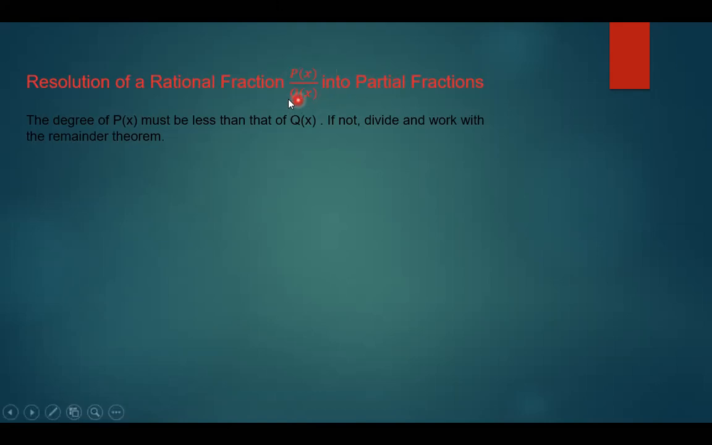Q of x is the main subject in this study. We review the cases of Q of x. The first case is when Q of x has a non-repeated linear factor. Non-repeated linear factor means there are two things: one, the factors are linear, and second, they are non-repeated. This case was studied in exercise 5.1, and I am just giving a review.